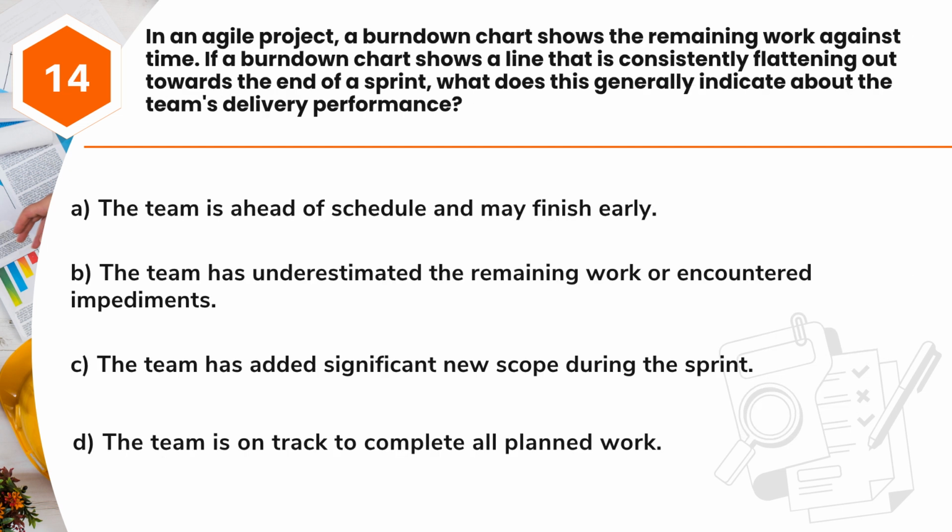Question 14. In an Agile project, a burn-down chart shows the remaining work against time. If a burn-down chart shows a line that is consistently flattening out towards the end of a sprint, what does this generally indicate about the team's delivery performance? A. The team is ahead of schedule and may finish early. B. The team has underestimated the remaining work or encountered impediments. C. The team has added significant new scope during the sprint. D. The team is on track to complete all planned work.